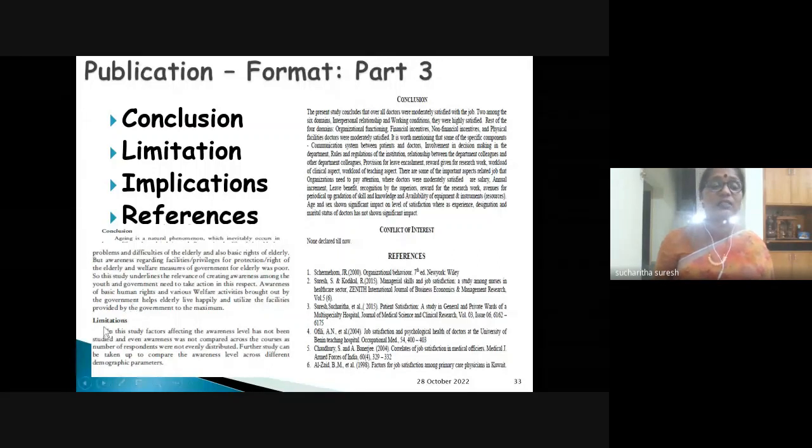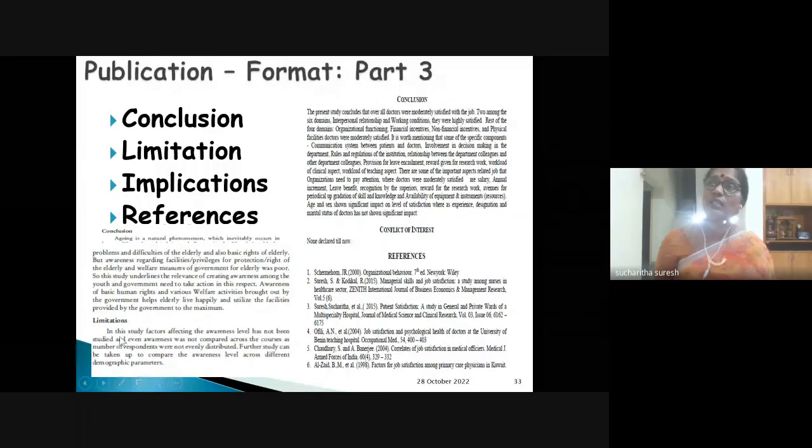Okay. So the limitation of the study here is given. In this study, factors affecting the awareness level have not been studied, and awareness was not compared across the courses as the number of respondents was not evenly distributed. Further study can be taken up to compare the awareness level across the demographic. This is regarding the awareness of youth regarding human rights.